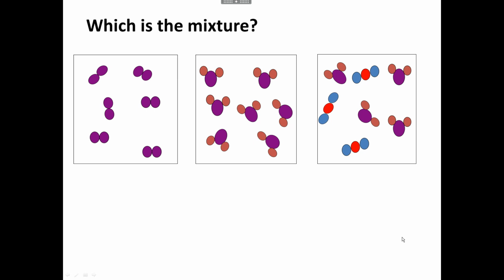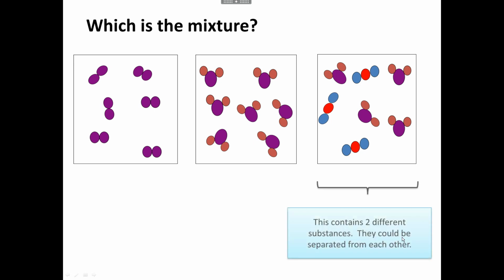Okay, here we go. The mixture is the one on the right because we have different substances. These substances could be separated from each other. So for example, if you took this chemical here and separated it out, you would end up with a box of that chemical. So a mixture has different chemicals in it which could be separated from each other.